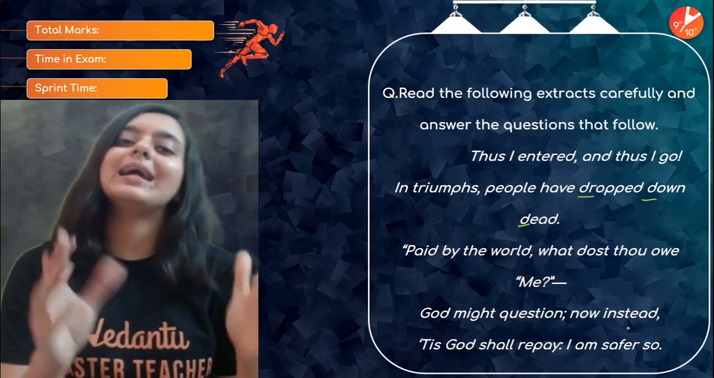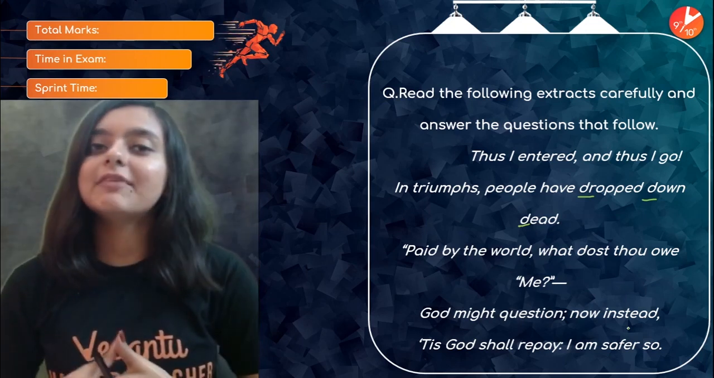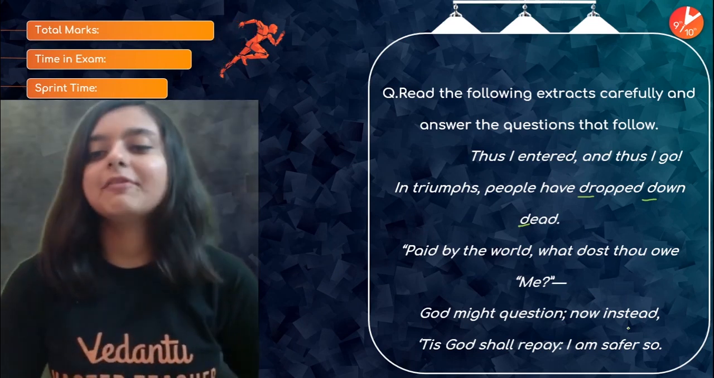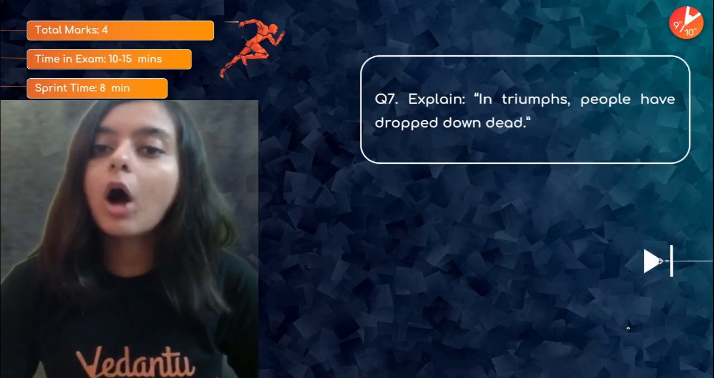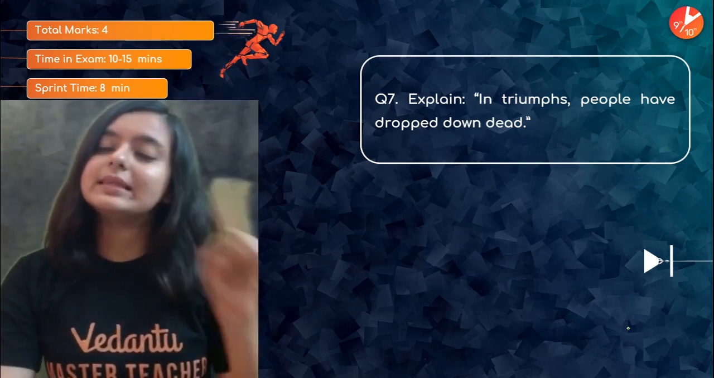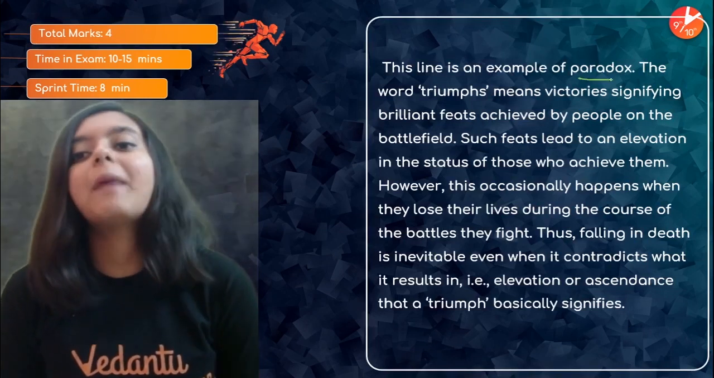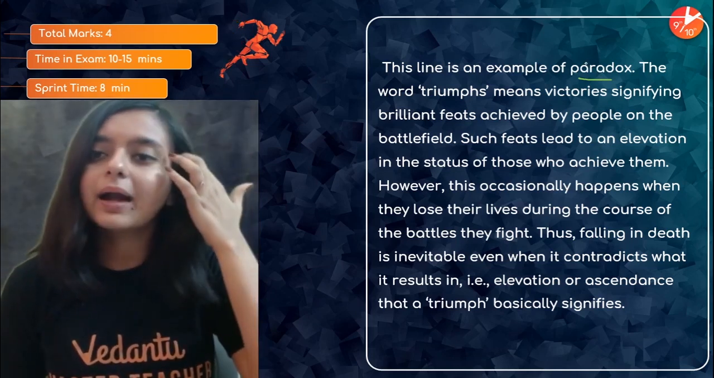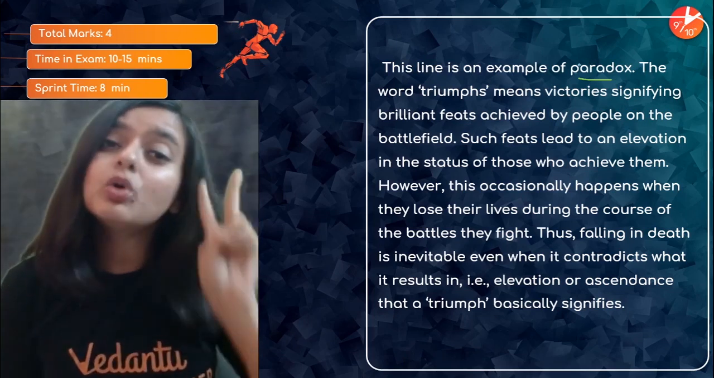So finally he finds safety. So safety is where? God. Safety is in the lap of God. That is the safe haven for him. And the question is, explain in triumphs, people have dropped down dead. Very, very crucial based on the theme of the poem as well. So it's an example of a paradox. I have explained paradox, I think, in the figure of speech part. So please go through the, let me remind you guys, there are two videos.